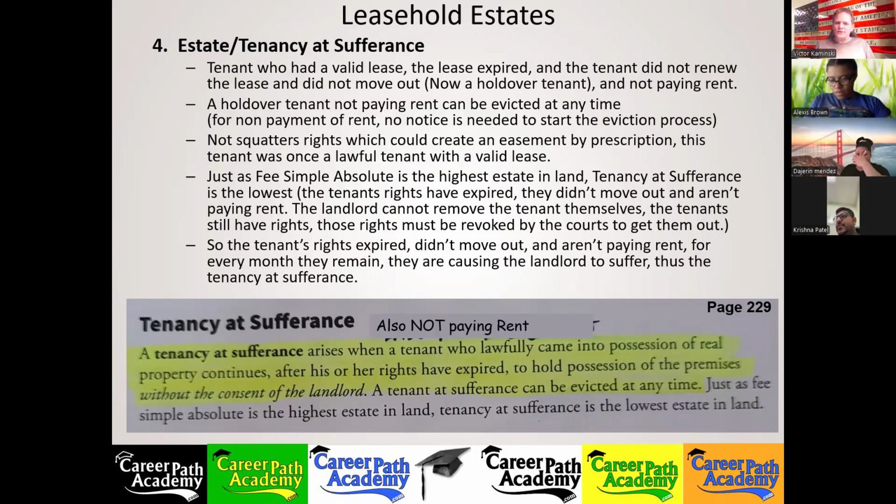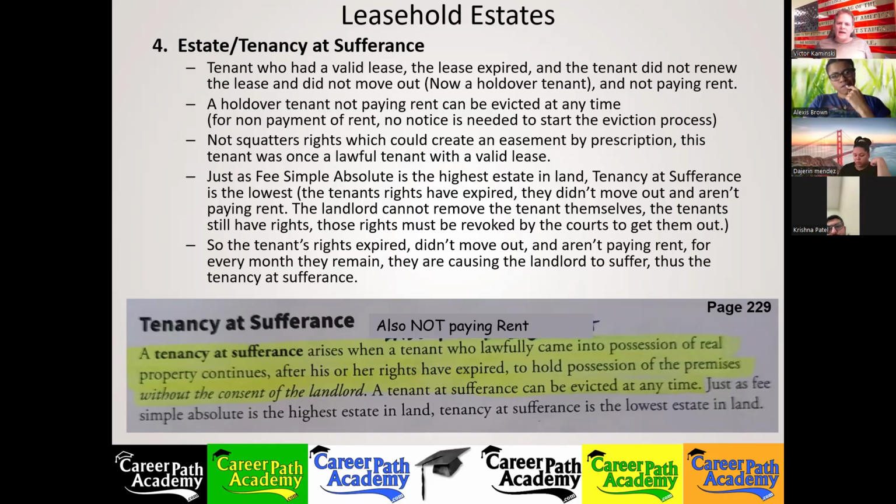This is not squatter's rights, which could create an easement by prescription. This is a tenant who once had a lawful, valid lease that expired. Now, just as fee simple absolute is the highest estate in land, tenancy at sufferance is the lowest. The tenants have rights. The tenant rights have expired. They didn't move out. They're not paying rent.